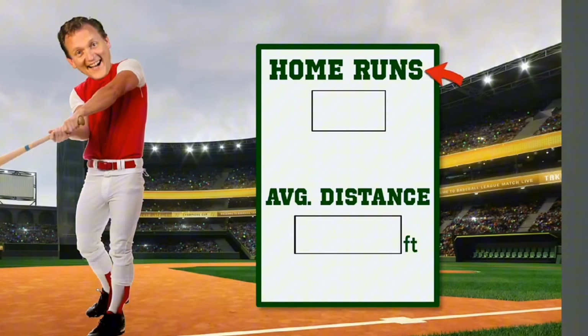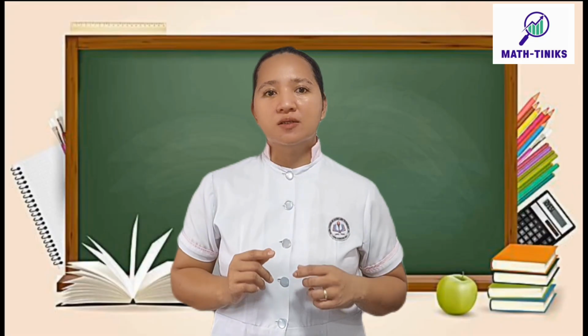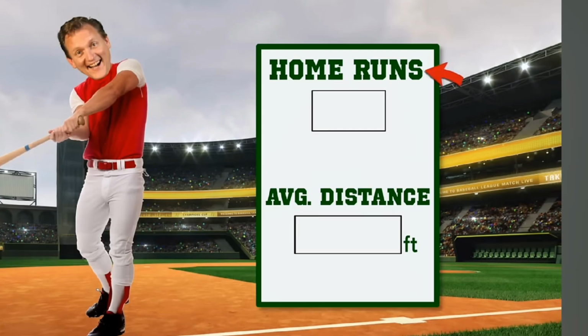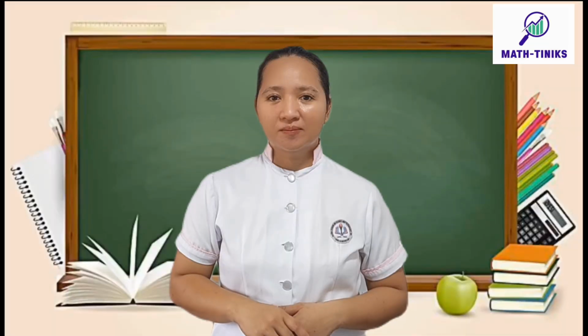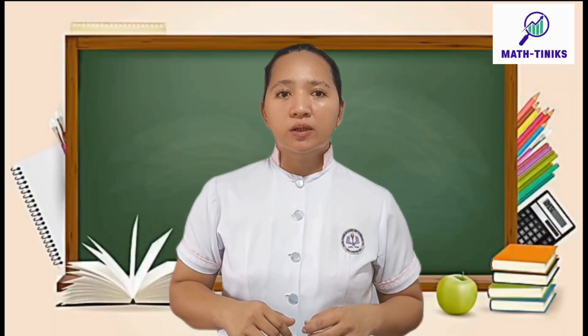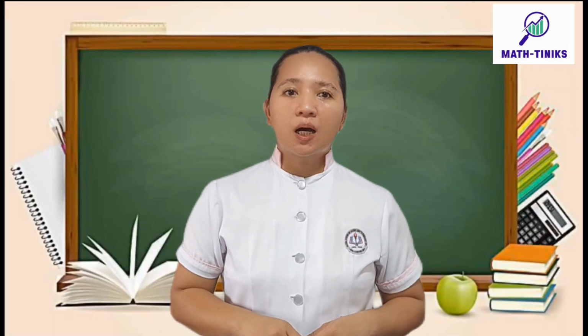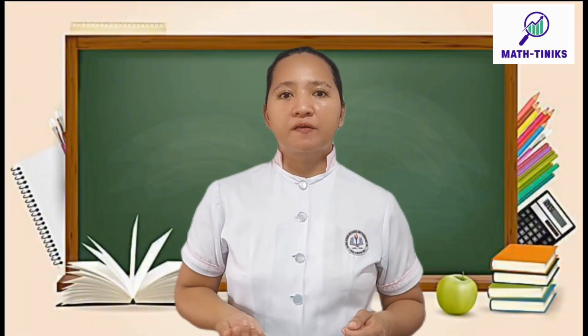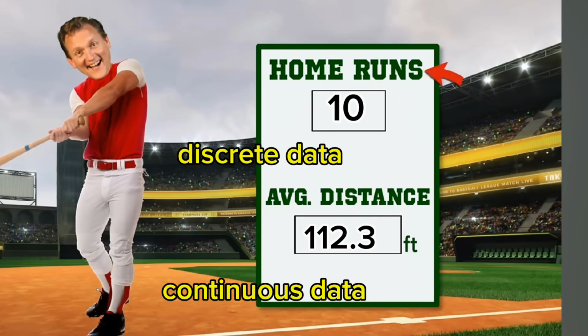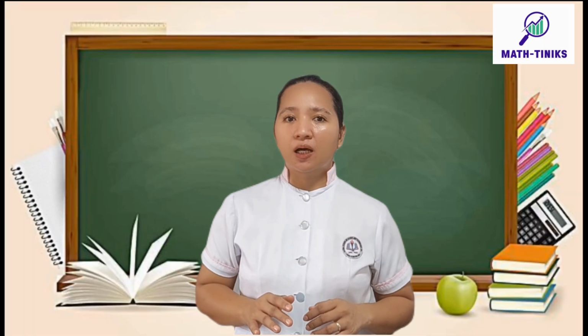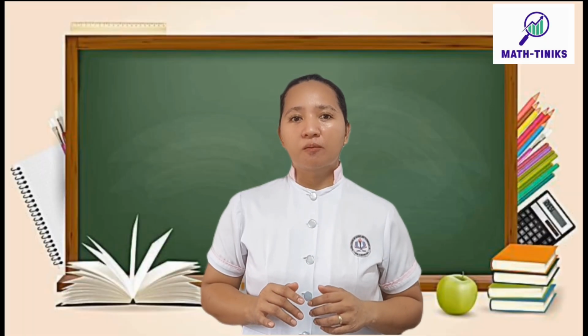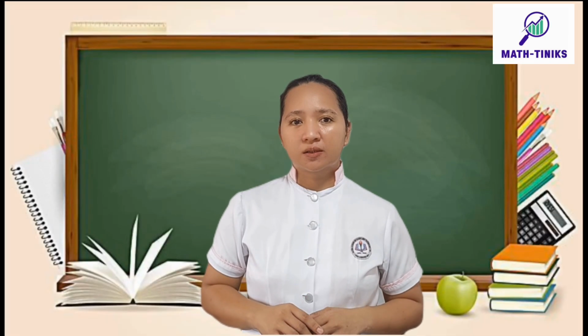The number of home runs that a player hits each season is an example of discrete data. It can be only a whole number. But if you keep track of the average distance a player hits the ball, that would be an example of continuous data, because it could be any decimal value that you could measure.